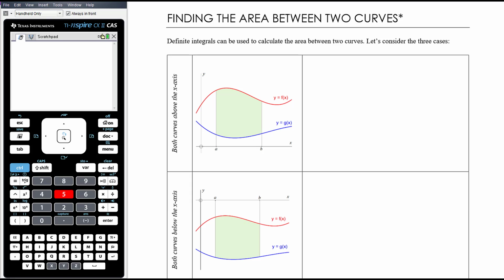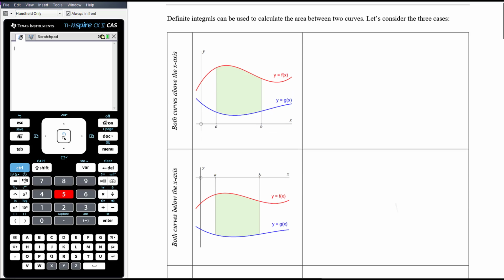Okay, so we can use definite integrals to calculate the area between two curves. So I want to have a look at the three different cases, because in the previous video we looked at the fact that when we're finding the area between the x-axis and the curve, if the region is below the x-axis we need to use a negatively signed integral, or we need to reverse the limits of integration.